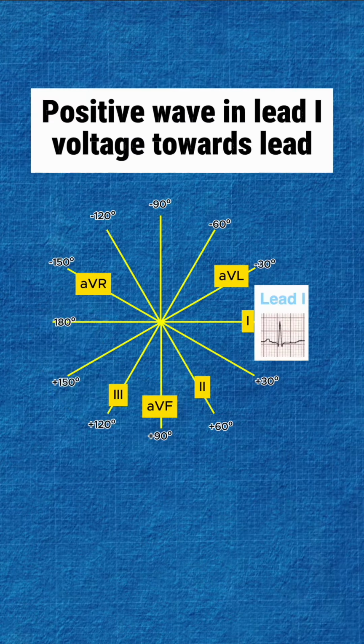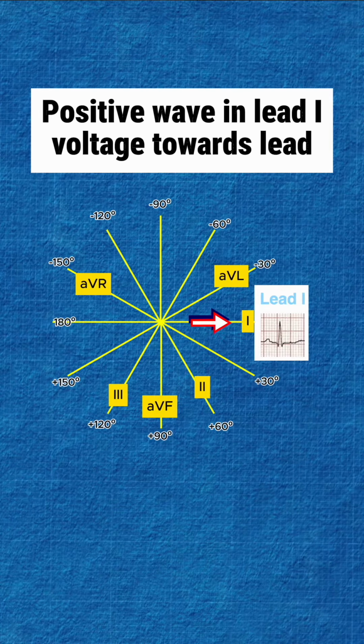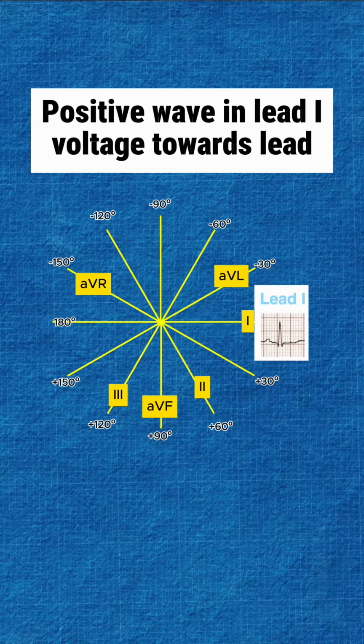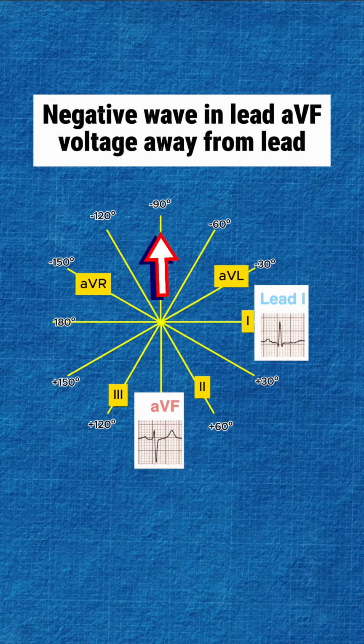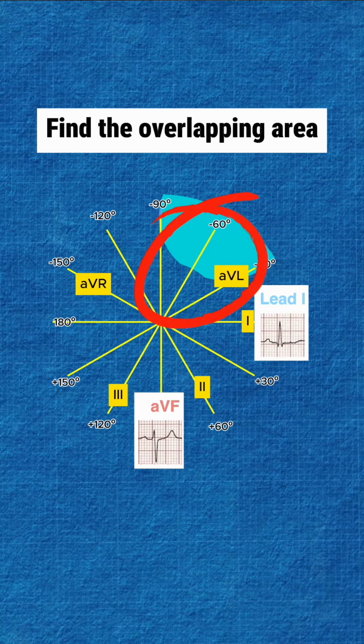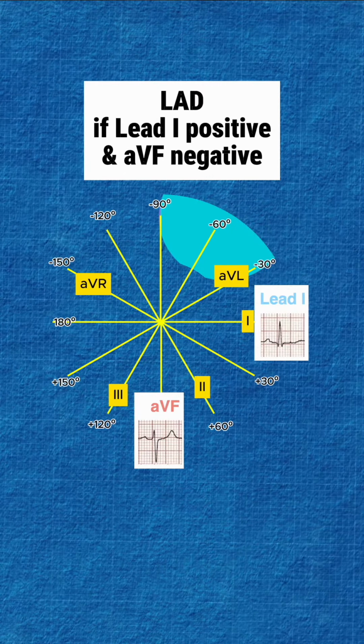Here is another example where the ECG is predominantly positive in lead 1. So the vector will be here, and predominantly negative in lead aVF. So the vector will be here. So the corresponding area is here. Somewhere in this area should lie the total vector. And this is a left axis deviation.